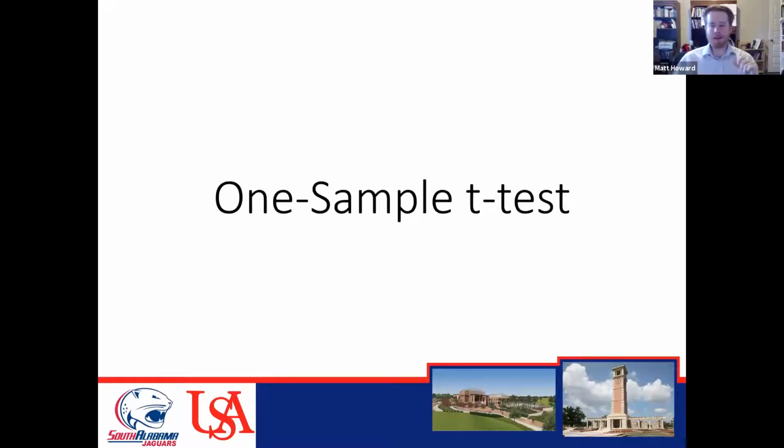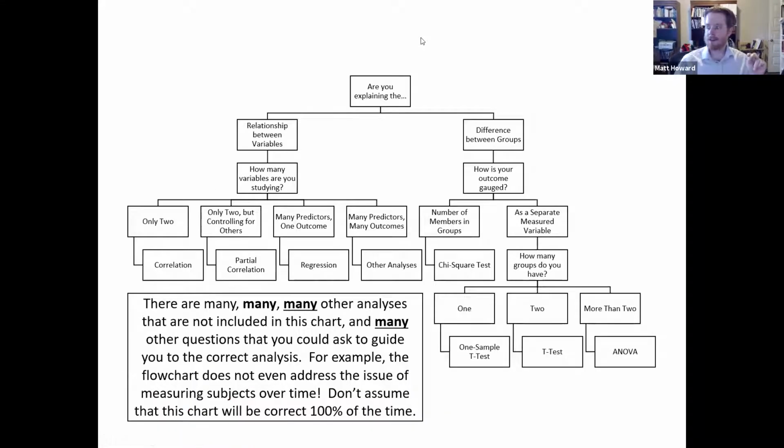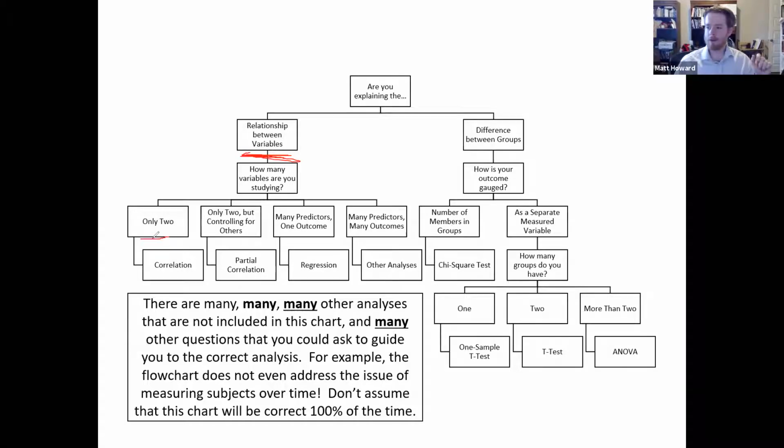Okay, so to start class today, we are going to talk about 1 sample t-tests. To start, we're going back to the same exact chart we've looked at several times now. Before, we were talking about the relationship between variables. If you remember, gosh, how long has it been now? A week ago, I guess, 2 weeks ago, a week and a half, whatever. We talked about the relationship between variables. And we talked about when there's only 2 variables, that's when you're looking at correlation. We then on Monday talked about how we're looking at the relationship between variables.